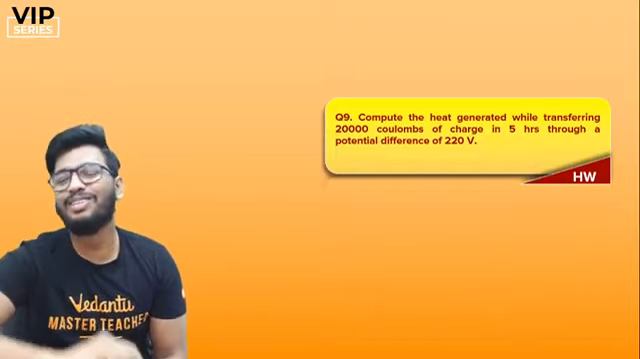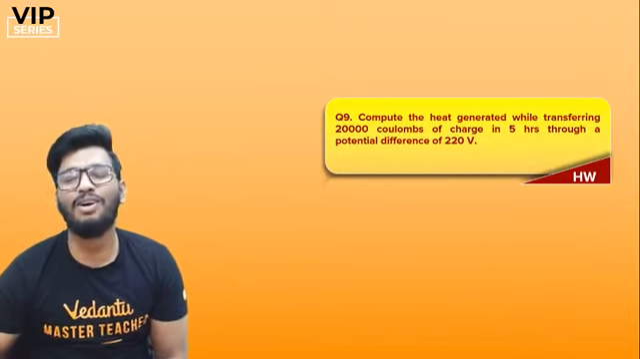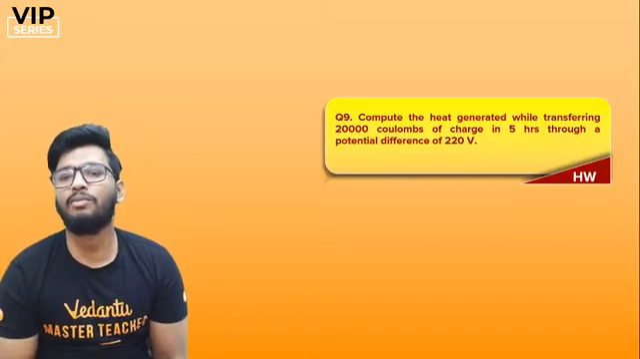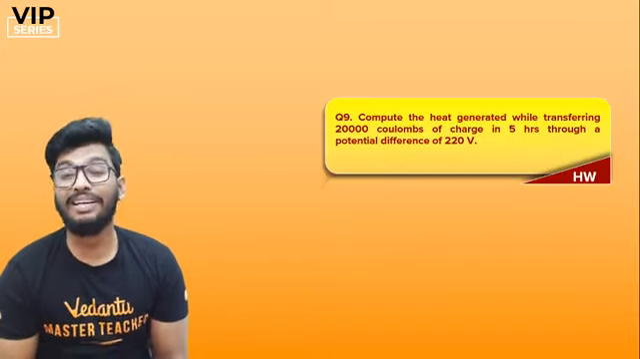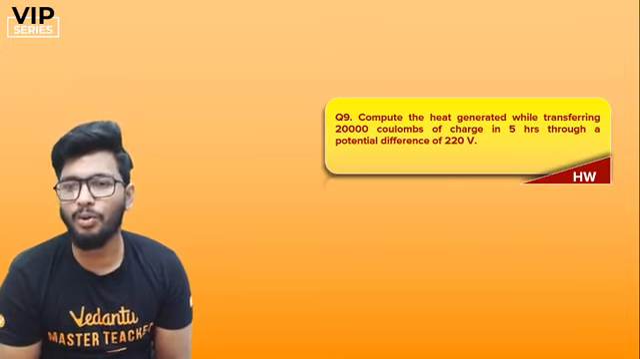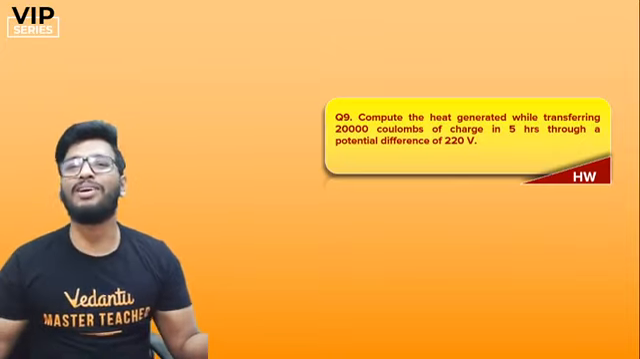But yes, I also have a homework question for you guys. This is the homework question for today. Compute the heat generated while transferring 20,000 coulombs of charge in 5 hours through a potential difference of 220 volts. Let me know what the answer is, guys.